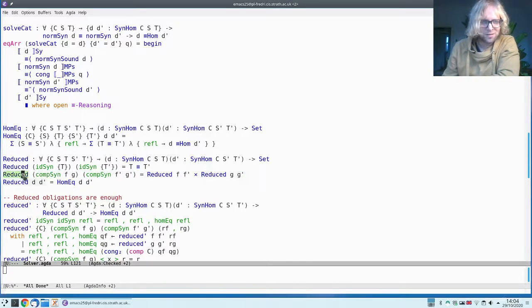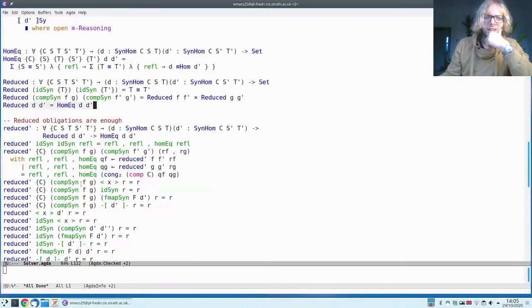And this is the reason why we have this focus, because this means that we can put the focus in the right place. So if we put the focus in the first part of the composition, then that means that we get to prove f equals f prime, even if these are further compositions, right? And if it's not one of these, then we just say that the whole thing has to be equal. And then we have to show that if the reduced obligations are satisfied, then the things are really equal, right?